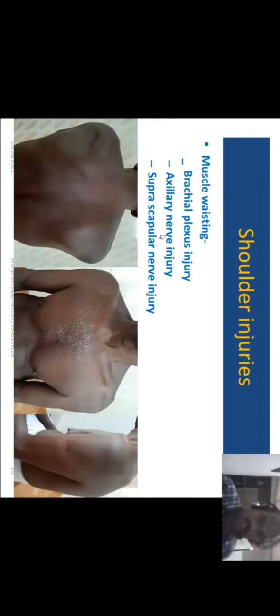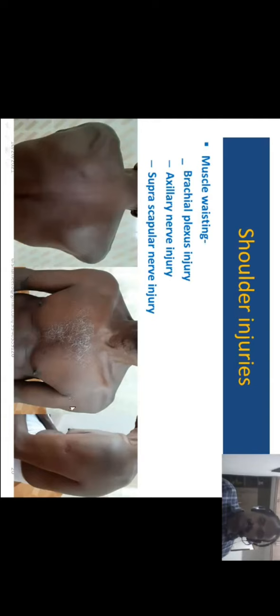So the patient came to OPD. You can see there is deltoid muscle wasting here. You can see this is the typical infraspinatus. So this is the spine of the scapula. You can see the supraspinatus area wasting. This is the infraspinatus area wasting. And we can see this is the deltoid muscle wasting.